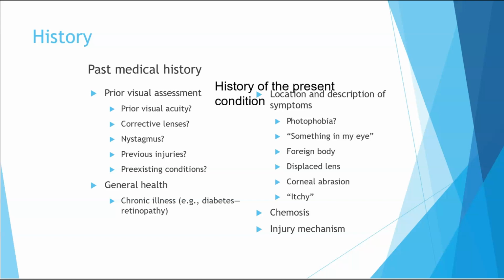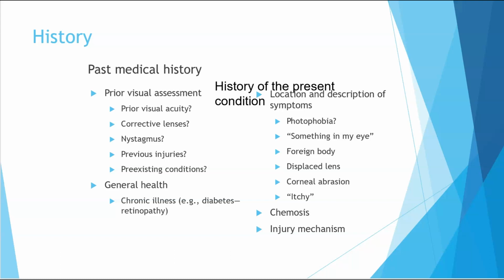And then also for the present condition, what are their current symptoms? Do they have photophobia, meaning are they sensitive to light? Is light kind of bothering them? Does it feel like they have something in their eye? Oftentimes, if it feels like they have something in their eye, they do have something in their eye, whether it's grass, an eyelash, turf, whatever the case may be. And that's what we're talking about with those foreign bodies.